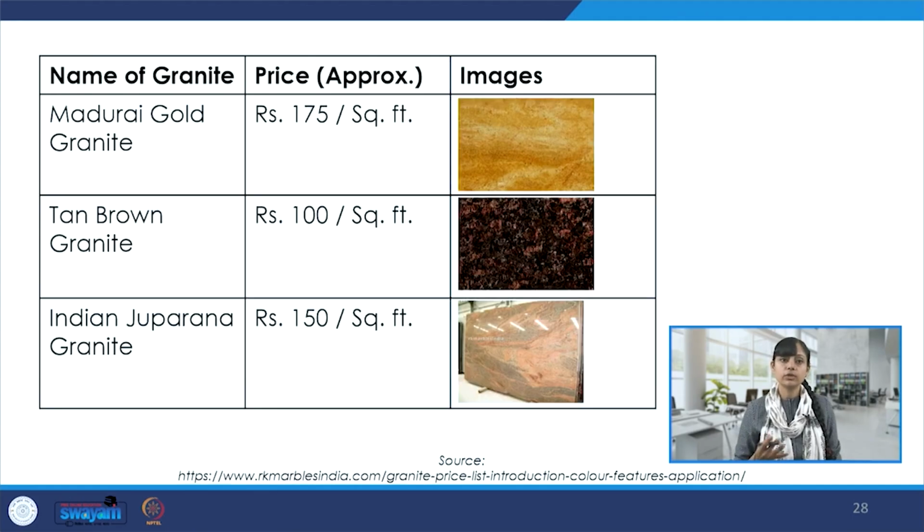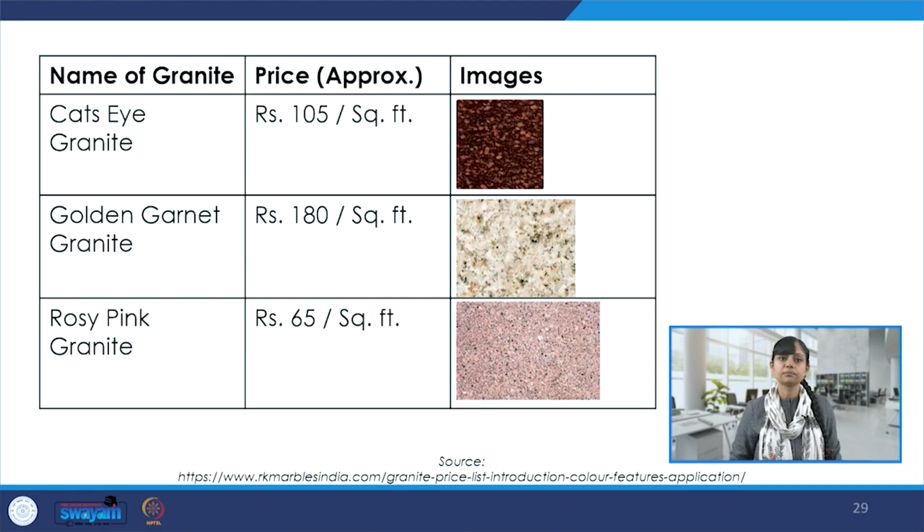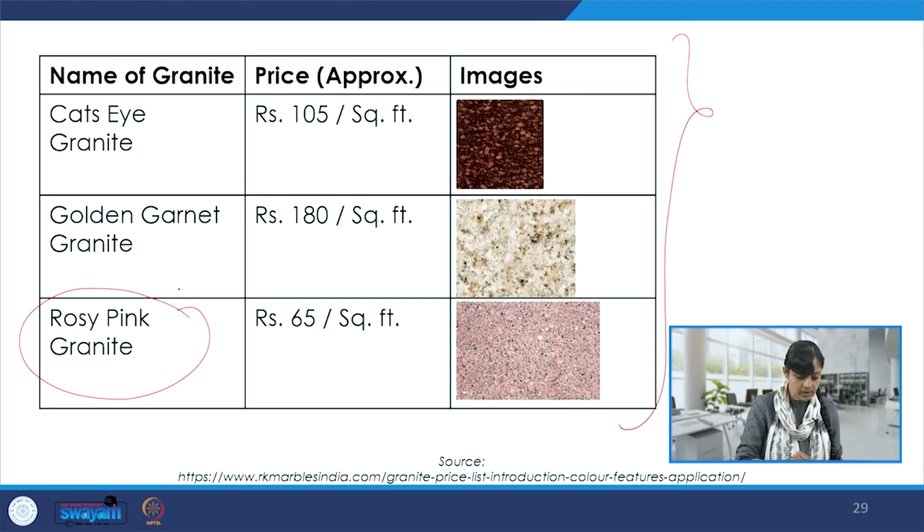There is Madurai gold granite, starts like 175 per square feet, tan brown, and so on. There are more options available, such as this rosy pink granite, 65 per square feet. So there is a huge range, at the lower end as far as the pricing is concerned, all the way to the higher end.